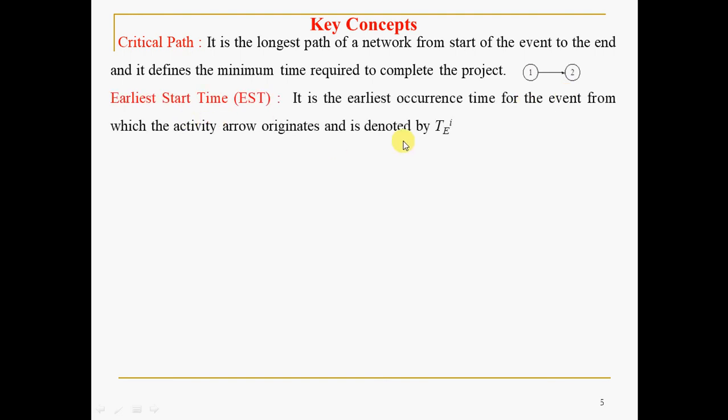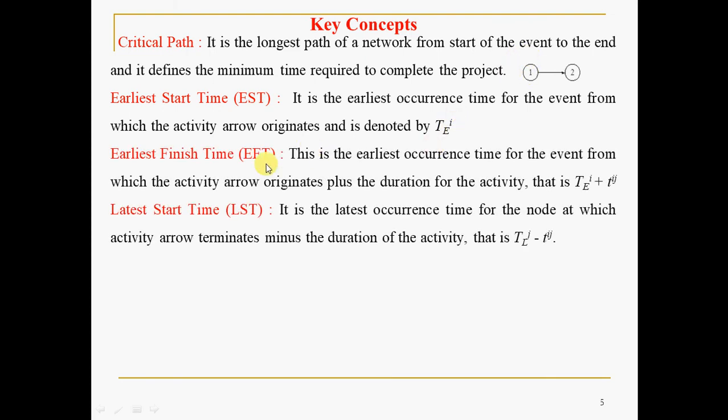Earliest start time, abbreviated as EST. It is the earliest occurrence time for the event from which the activity arrow originates, and it is denoted by TE_i. So TE_i means the time at the ith node. TE at i is 0, because no time is consumed. TE of i is the earliest start time.